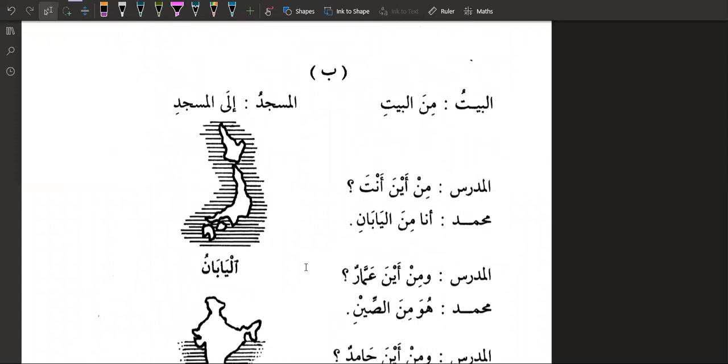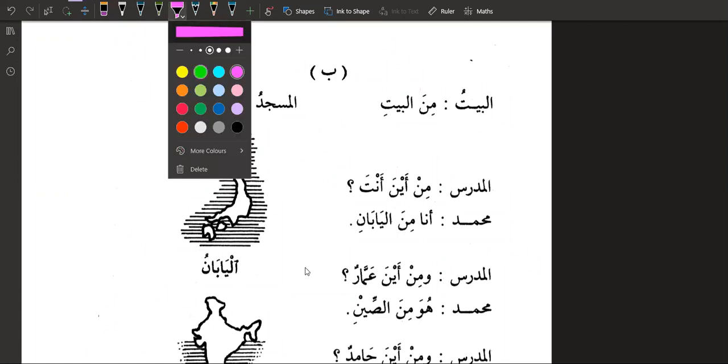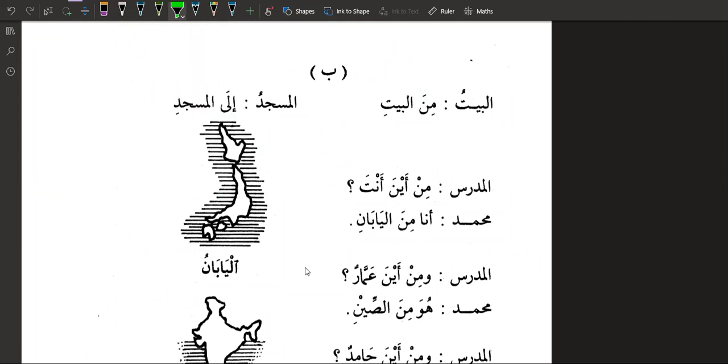We stopped at this part, halfway through lesson 4. So we'll start this one. Bismillah. Al-bayt, min al-bayt. Al-masjid, ila al-masjid. Again, so we have al-bayt, min al-bayt. Al-masjid, ila al-masjid.